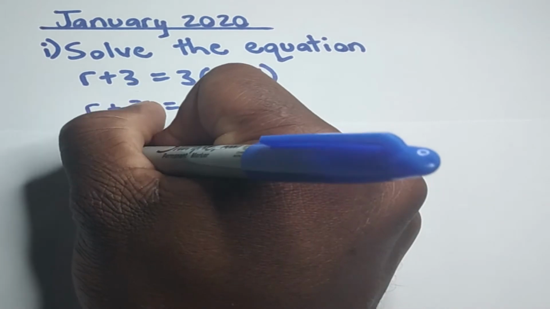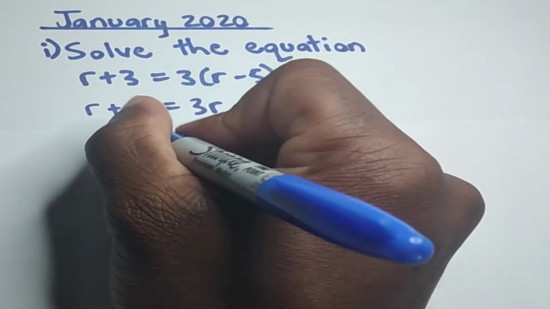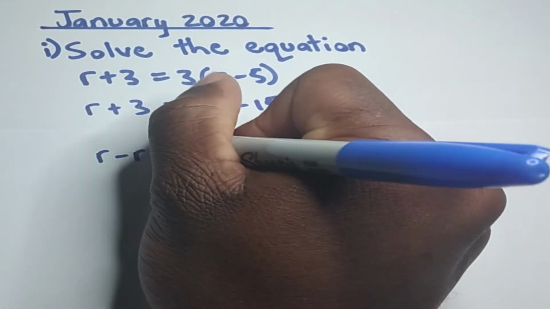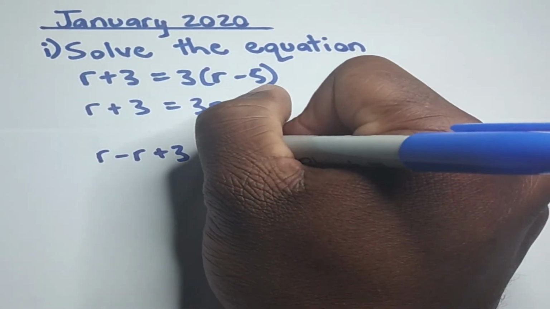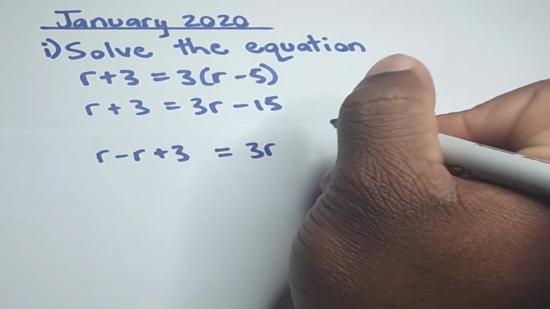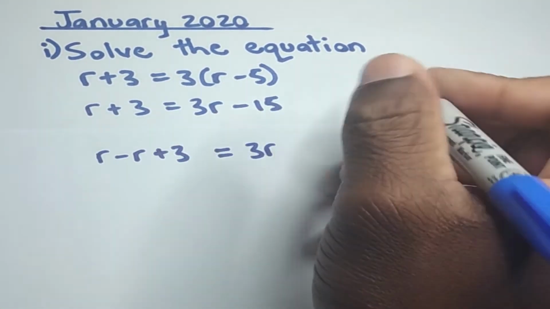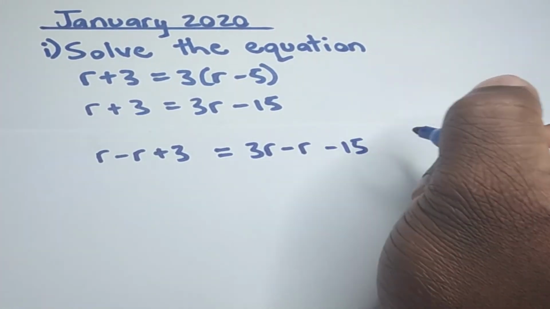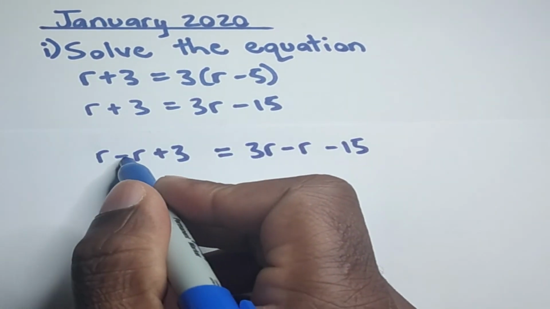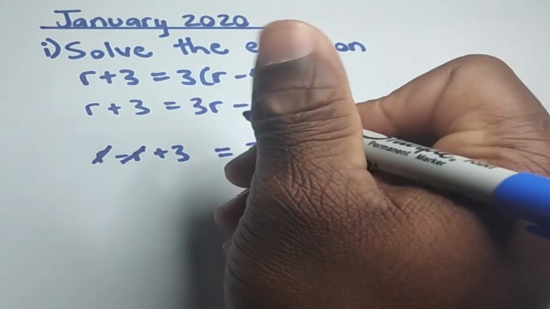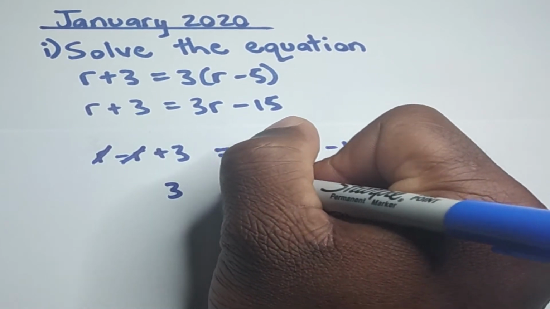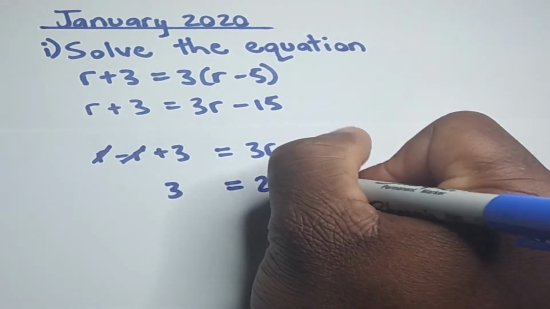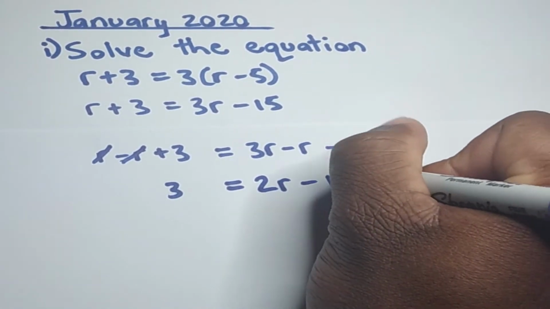So here we have r, and to get rid of this r over here, I'm going to minus r. And remember the plus 3 here is equal to 3r. And remember, if we minus r over here, we're required to minus r over here as well. And we still have the minus 15, so I won't move that. R minus r, those two r will cancel out each other, and I'll be left with 3 over here is equal to 3r minus r, which leaves us with 2r minus 15.